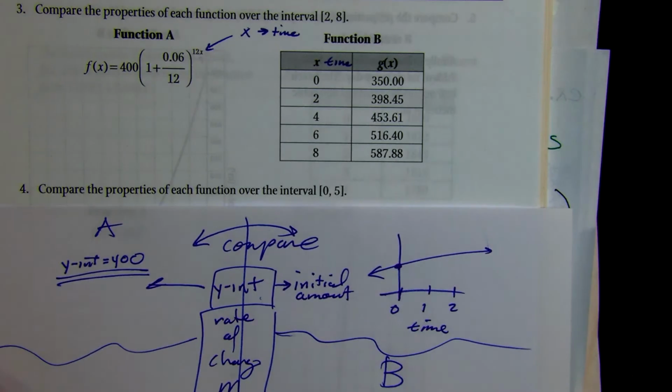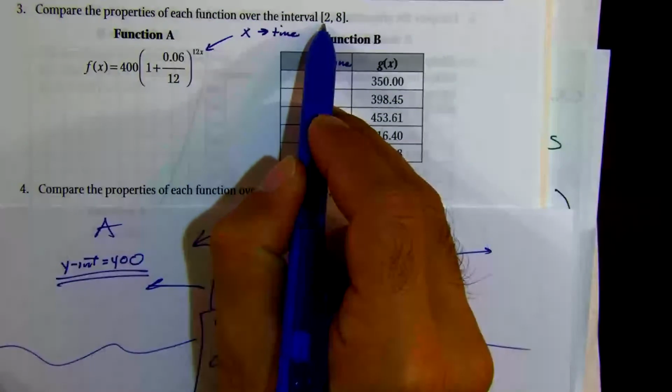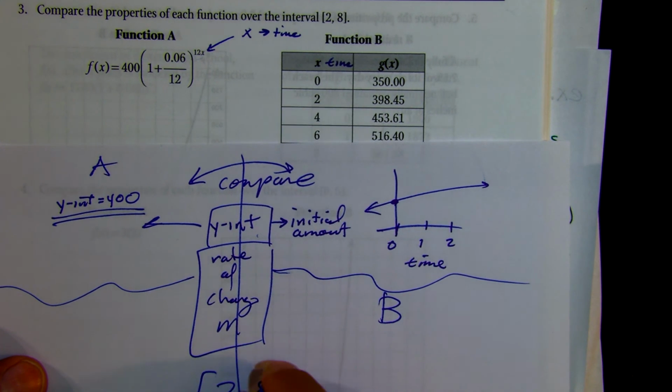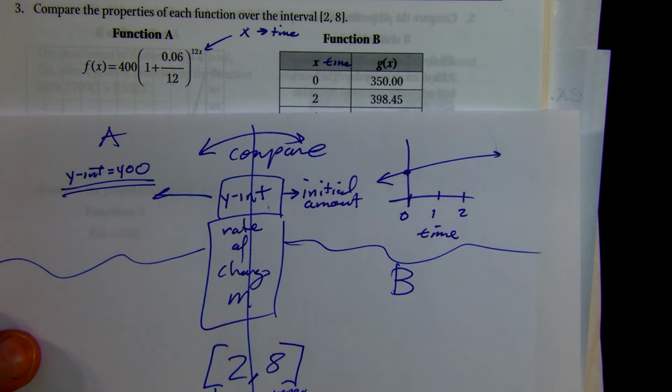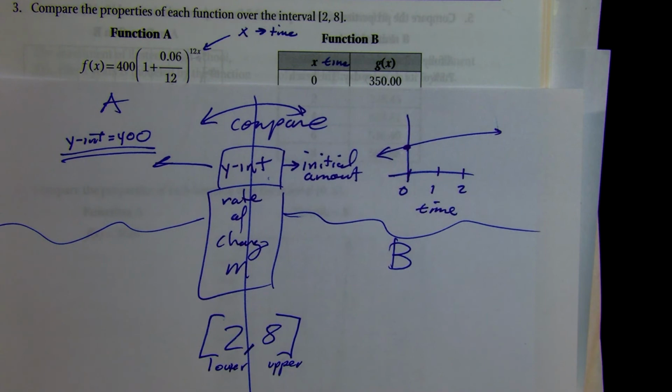Okay. Now all we have to do next is figure out what is the rate of change. And we're going to have to do that on the right side as well. Now here is the thing. We're doing it on the interval of 2, 8. That's the lower and the upper. So the lower and the upper is talking about where our window is going to be. We are looking at time. So we're only going to be looking between 2 and 8 as far as our time goes.